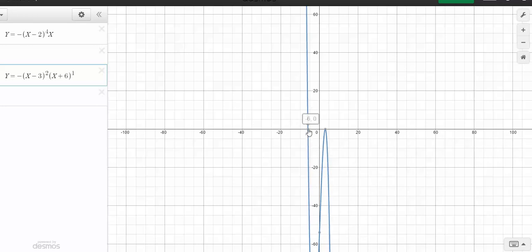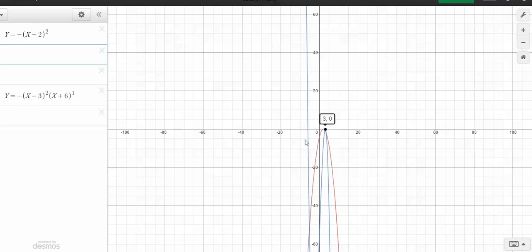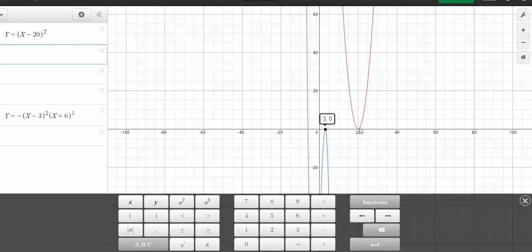So the last thing I want to say is what happens with these roots here. How do I know if this root is crossed and this root is bounced at? And by bounce, think of your parabola. So if I go back to my parabola here in red, that was negative, but I'll get rid of the negative. I'll change my 0. Let's bring them over here to 20, and you notice it bounces.